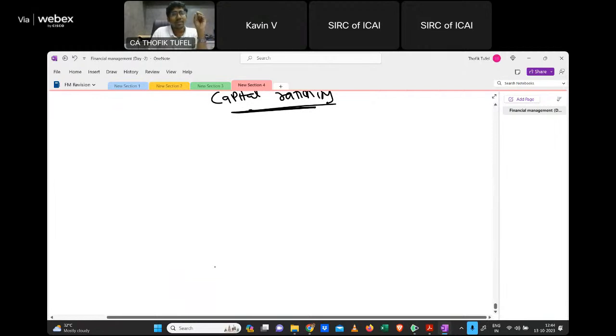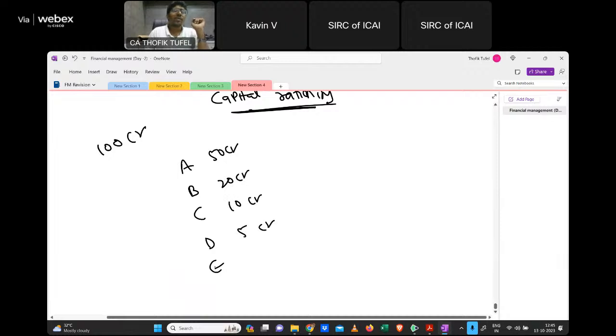They will give you different projects, project A, project B. Earlier you had to choose any one project. But here what they will tell you is, I have 100 crores, and I have project A, project B, project C, project D, project E. For this the investment is 50 crore, for this 20 crore, for this 10 crore, for this 5 crore, for this say 25 crore.